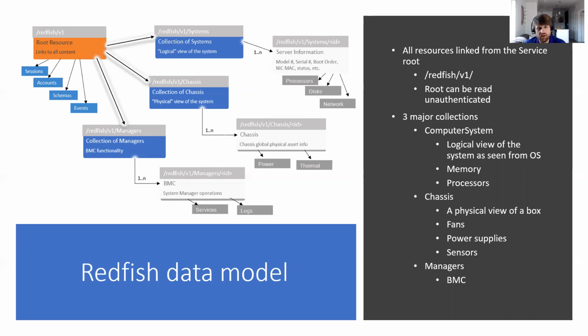It's kind of defined as: a system is the logical view from the OS, its memory and processors. Chassis is the physical sheet metal. It contains power and thermal, fans, power supplies, sensors. And then the manager is the BMC. And between all of these are links to show relationships.